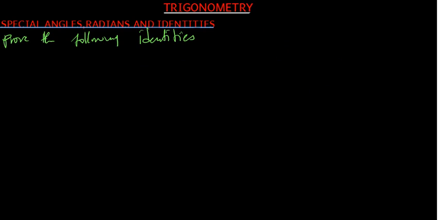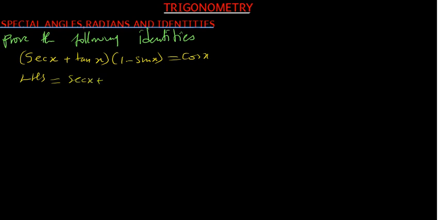So another problem given, we've been given (sec x + tan x)(1 - sin x) is equal to cos x. So even here we're going to work first with the left hand side, which is going to give us (sec x + tan x)(1 - sin x).